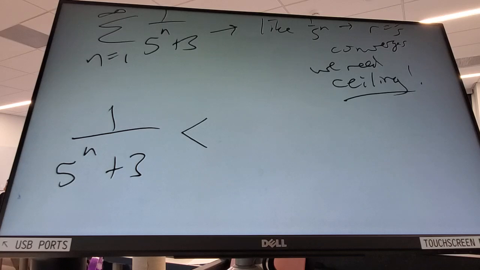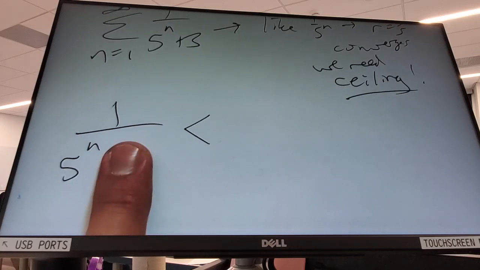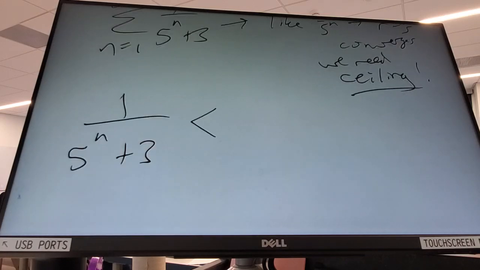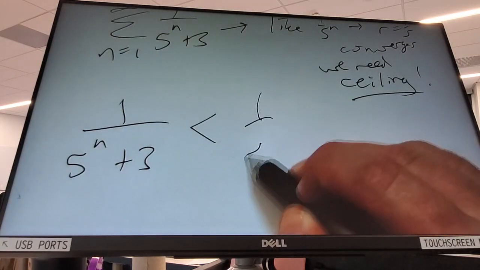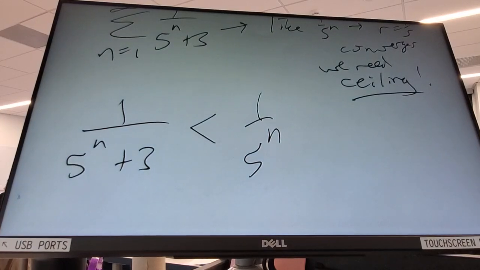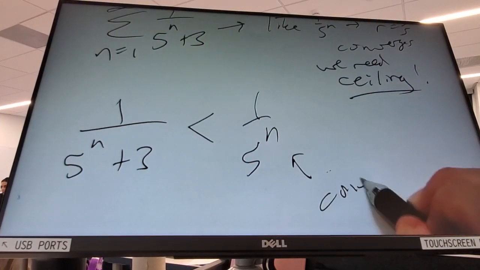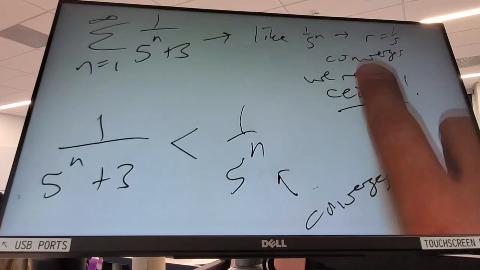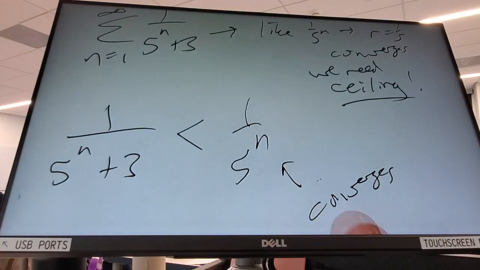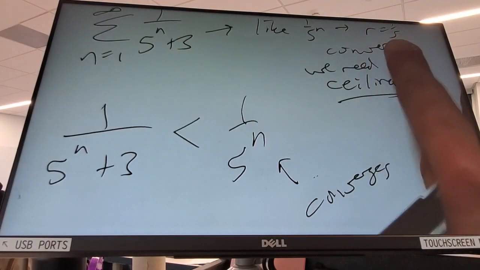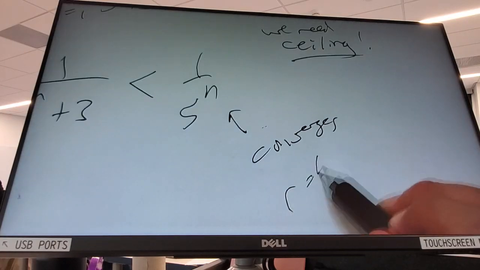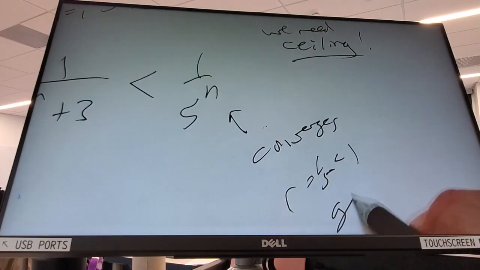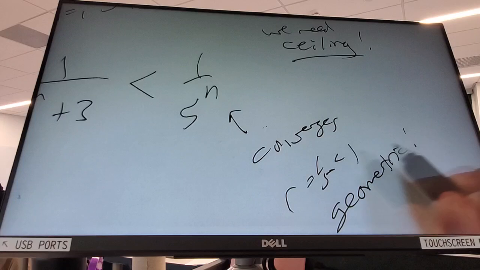So the first thing you do is just make sure, does it work if I just take this away? Does it make it bigger overall? Yes, because it makes the bottom smaller, so it makes the whole thing bigger. That's why I told you it was an easy one. This converges. Now, real quick, if this was on a quiz or a test, don't just say converges, you'd actually have to say why. Converges because r is 1/5, which is less than 1, geometric. Bam, yes?